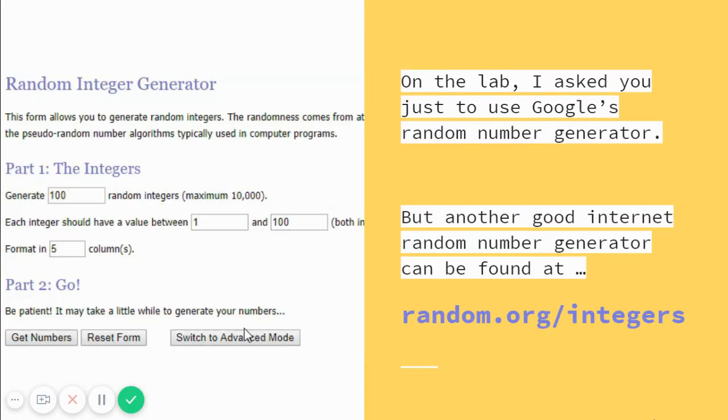Then in the lab, we decided that one good way to do this was to use random.org because the algorithm is excellent. And the easiest way to get there is random.org/integers.